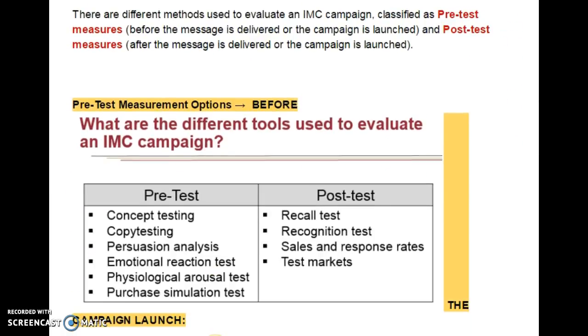There are different methods used to evaluate an IMC campaign, classified as pre-test measures before the message is delivered and the campaign is launched, and post-test measures after the message is delivered and the campaign is launched. Pre-test measurement options before. What are the different tools used to evaluate the IMC campaign?